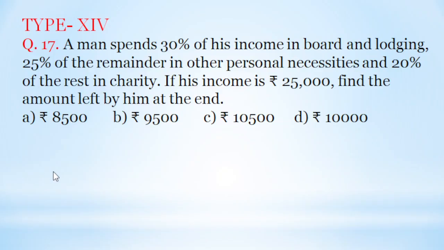Question number 17. A man spends 30% of his income in board and lodging, 25% of the remainder in other personal necessities, and 20% of the rest in charity. If his income is 25,000, find the amount left by him at the end. Now first we have to solve this question by general method, then some tricks.